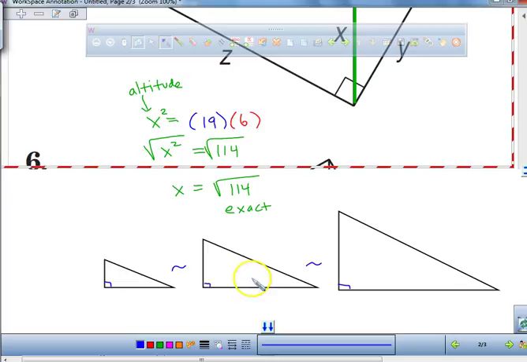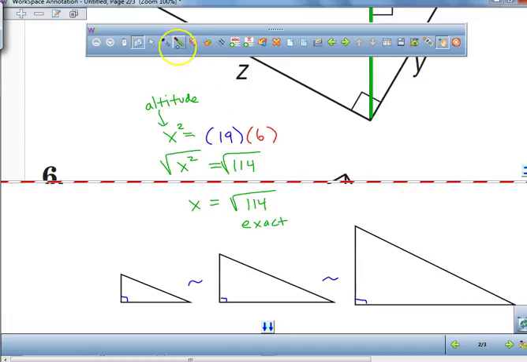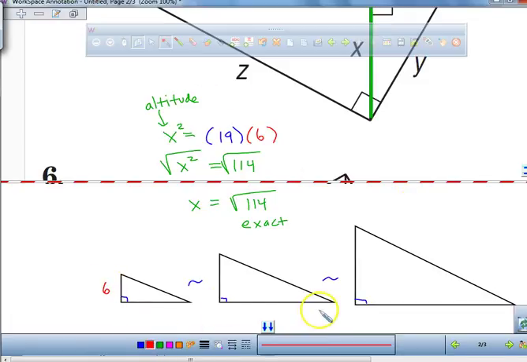Small one similar to the medium, just like the small one still similar to the large, okay? Now I'm going to label some sides. Now, does everybody see how this 6 is the shortest side of the small right triangle? So right here, I'm going to label that in red. I'm going to label it, this distance is 6, right there.